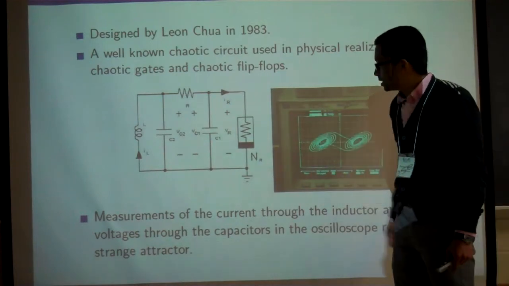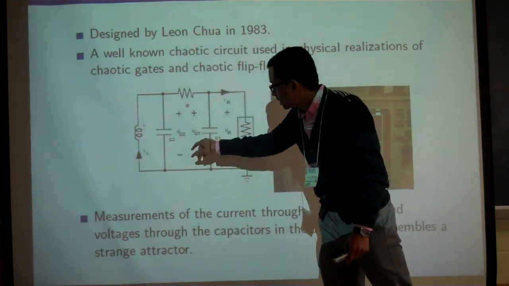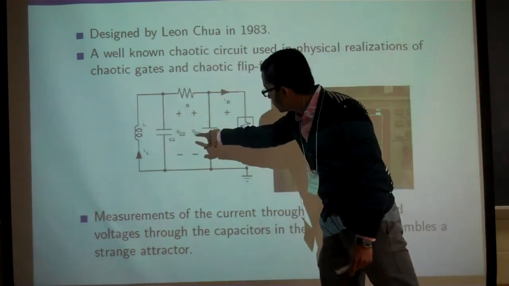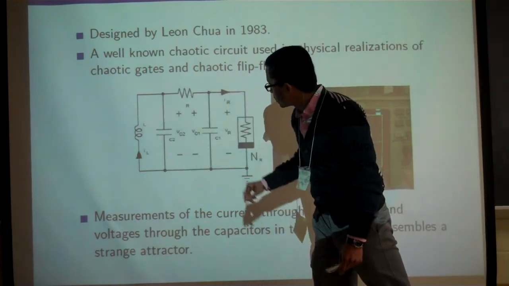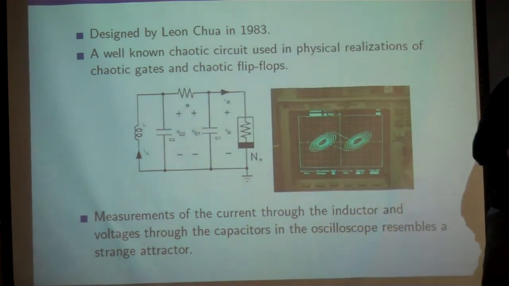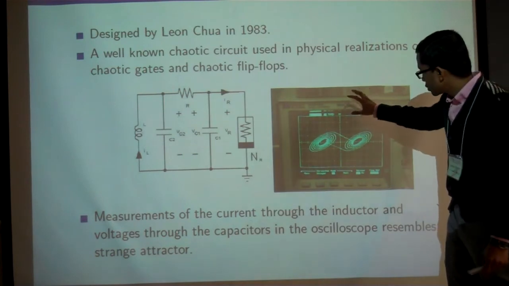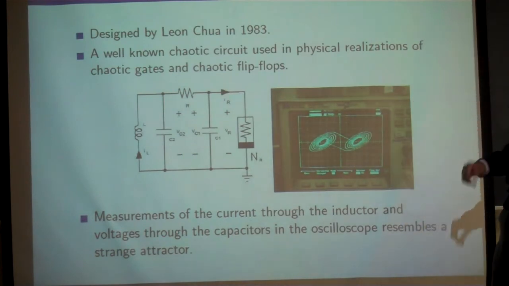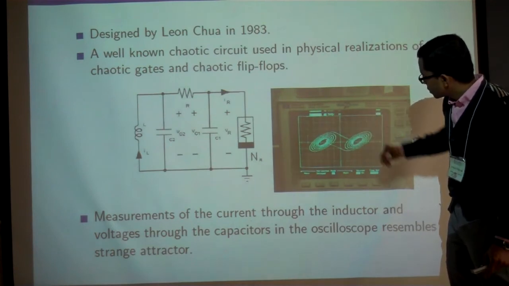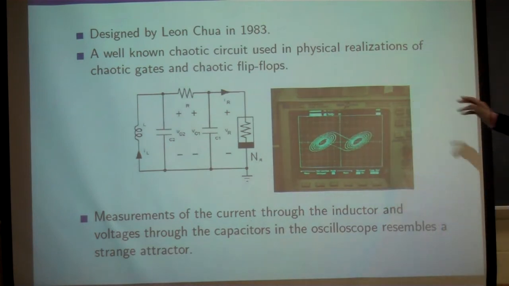And what he did was he took measurements of the capacitors and the inductors. So he looked at the voltages across the capacitors and the current through the inductors. And he measured it in an oscilloscope, and he sees that we get some sort of thing that looks like a strange attractor. So we get a strange attractor looking thing. That's pretty interesting in itself.